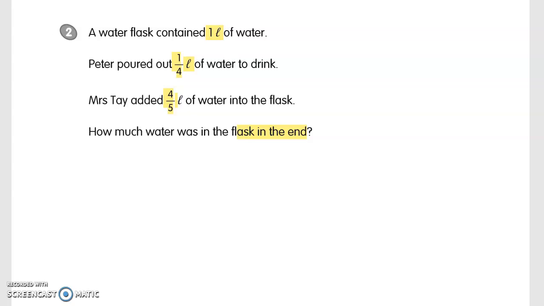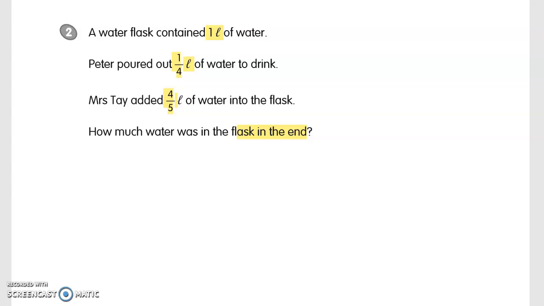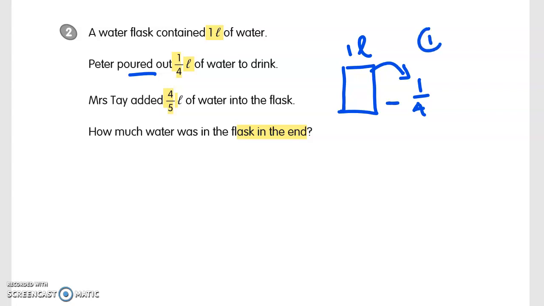Okay, so for this question, there are a few actions that happen in this word problem. So at first, we will draw the pictorial version. Imagine there's a flask here and it contains 1 liter. So Peter poured out 1/4 liter of water. Now this pouring out means it has been subtracted away. So this is the first part.